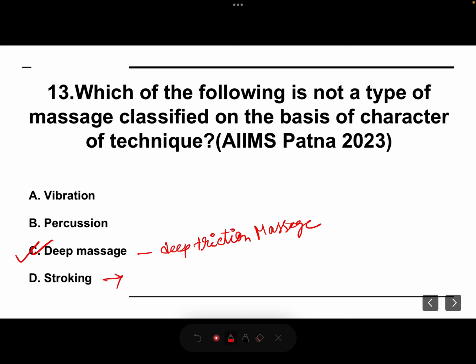Stroking is effleurage. Percussion is tapotement.